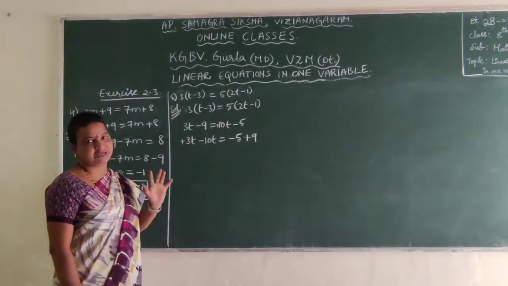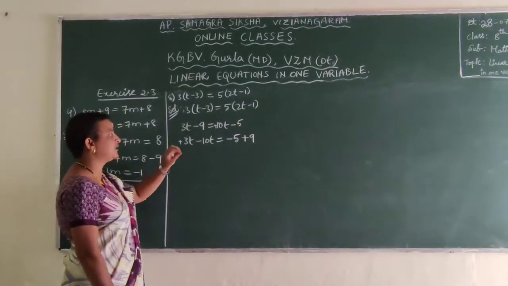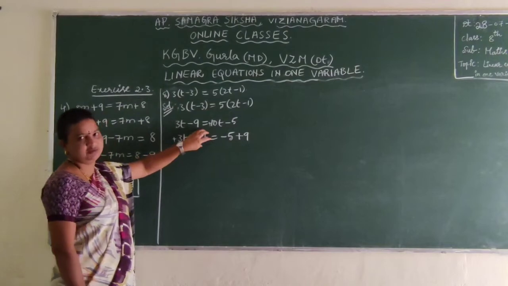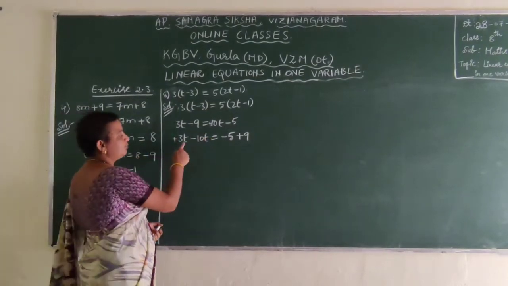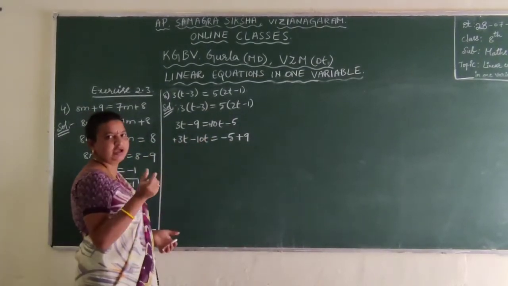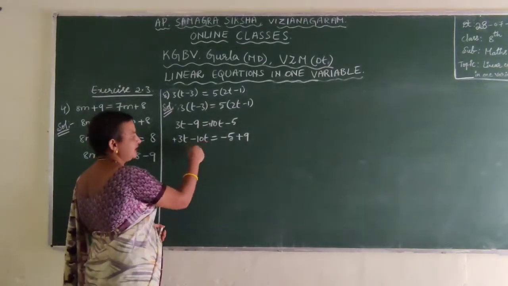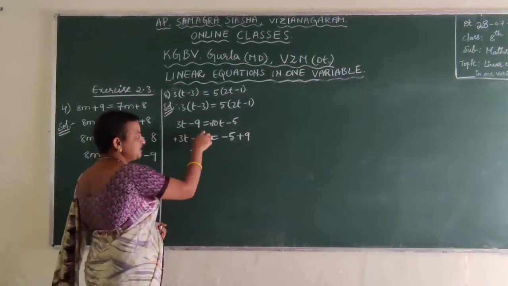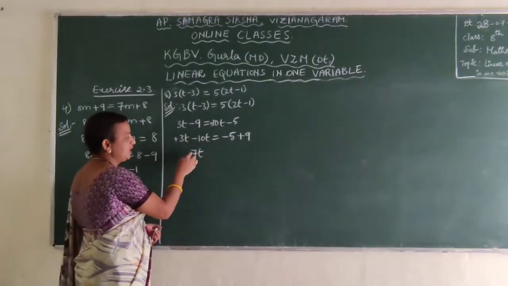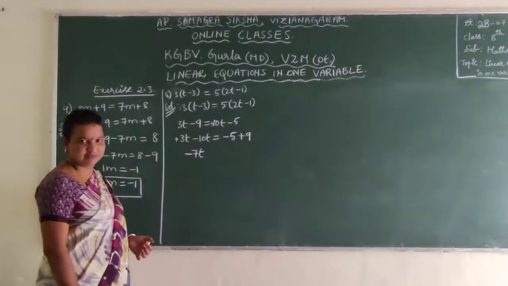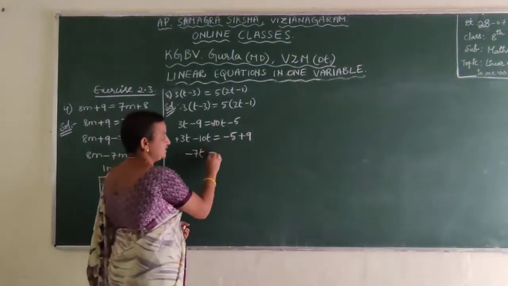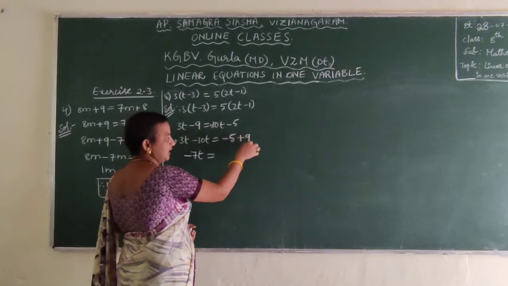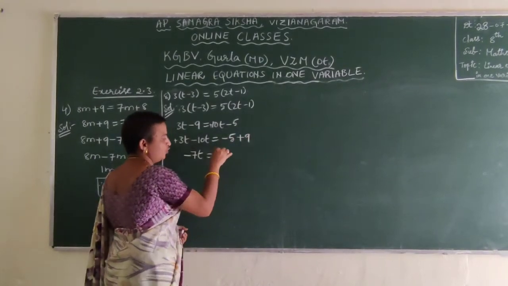So you have to subtract. You have to subtract the smaller term from the bigger term. So here are 3 apples and 10 apples. Now you have to subtract 3 apples from 10 apples. You get 7 apples. That means the bigger number has the negative sign. That's why you get minus 7t, is equals to minus 5 plus 9. Now you have to subtract 5 from 9. 9 minus 5 means 4.